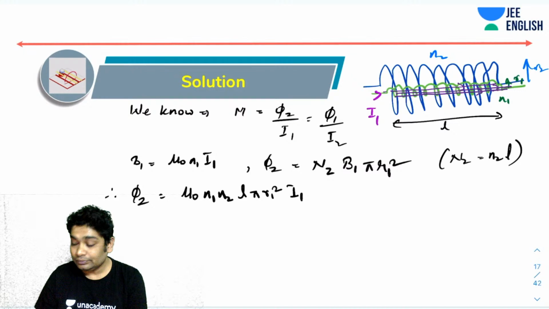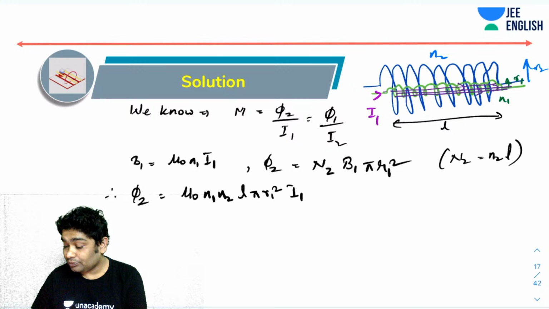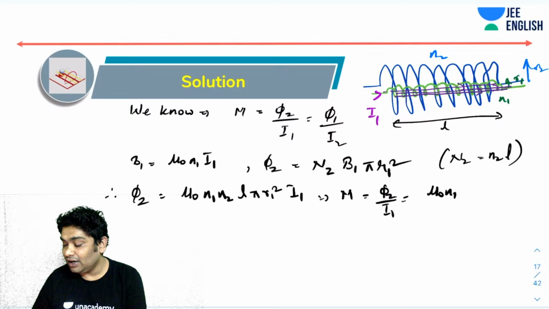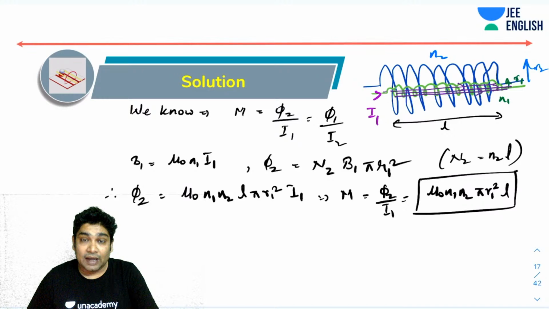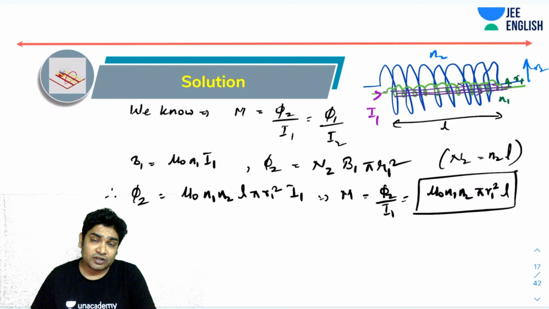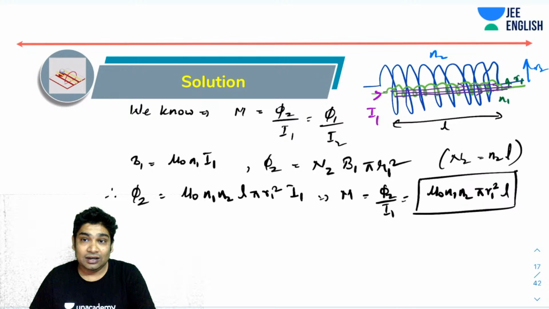And the coefficient of mutual induction I know. So M would be equal to phi 2 over I1, which gets me mu naught n1 n2 pi R1 square times L. This is the formula of the coefficient of mutual induction that I'm getting. I hope you realize what all factors this depends on. It depends on the number of turns per unit length, so it is depending on the characteristics of both the solenoids, the dimensions of the inner one, and the length of both the solenoids.